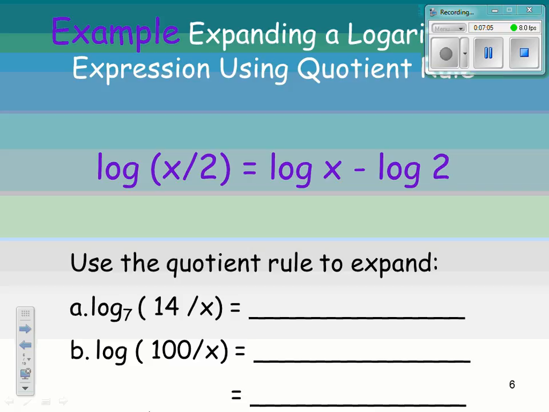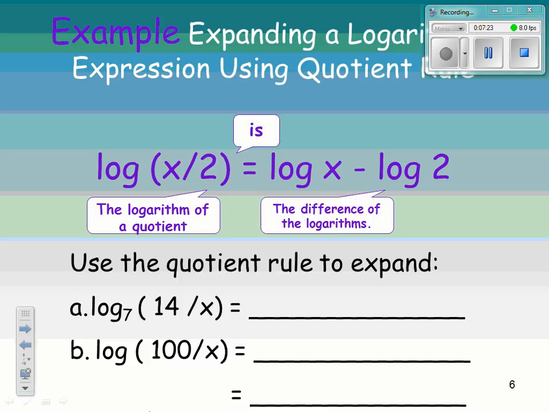If we have this logarithm and we're doing a quotient, the first thing I've got is the log of x divided by 2. So I have the logarithm of a quotient, so the log of x divided by 2 is equal to the difference of the logarithms. Notice log x gets written first, because log x is what's on top if we wrote it as a fraction. So log x minus log 2.